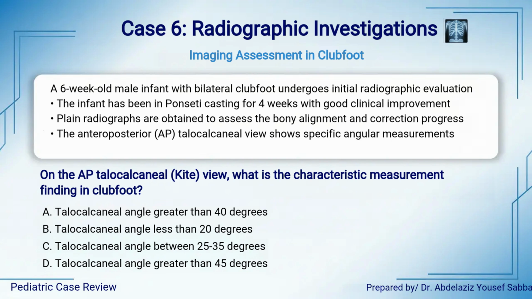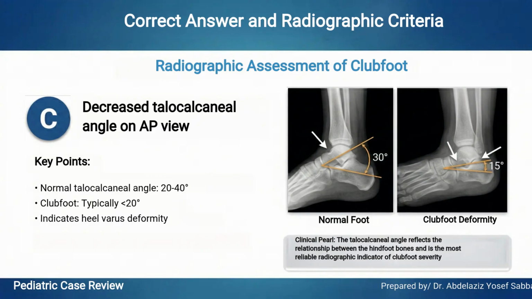On the anteroposterior talocalcaneal view, also known as the kite view, what is the characteristic measurement finding in clubfoot? Option A. Talocalcaneal angle greater than 40 degrees. Option B. Talocalcaneal angle less than 20 degrees. Option C. Talocalcaneal angle between 25 and 35 degrees. Option D. Talocalcaneal angle greater than 45 degrees. The correct answer is option B. Decreased talocalcaneal angle on the anteroposterior view, specifically less than 20 degrees.